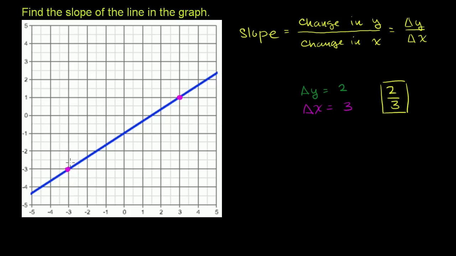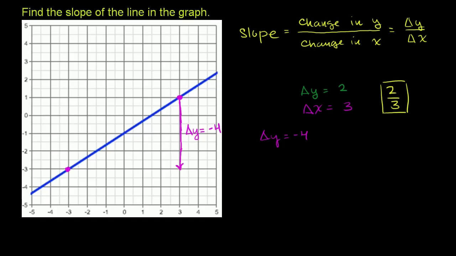Well, let's think about the change in y first. So the change in y, I'm going down by how many units? 1, 2, 3, 4 units. So my change in y in this example is -4. I went from 1 to -3. That's -4. That's my change in y. Change in y is equal to -4.